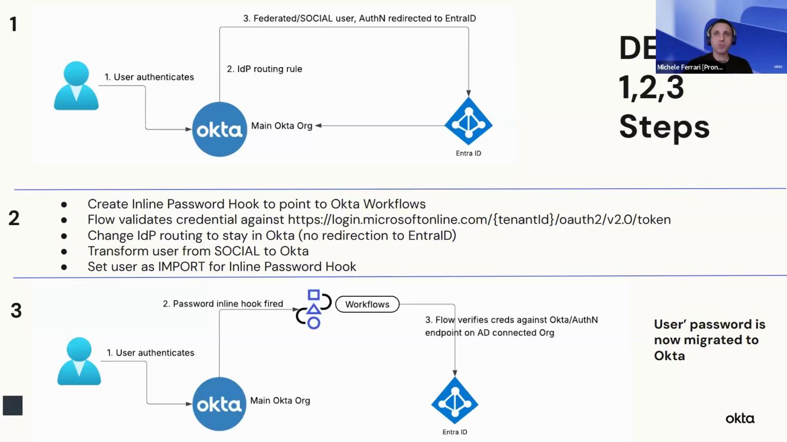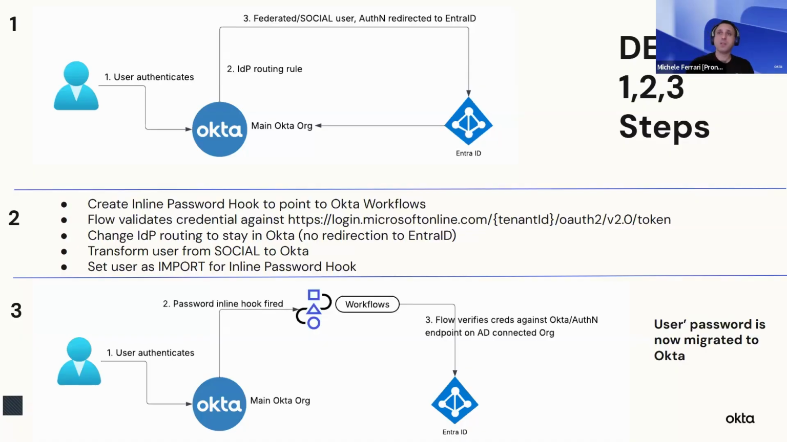He's going to transform the user from social to Okta, so that the import inline hook can be set on the user, and then he's going to set the import inline hook to the user. So in step 3, which basically summarizes the final flow, the user authenticates into the main org. Okta doesn't have a password, but the IDP routing is looking at the attribute on the user, which says source of authority is Okta. So it's not going to redirect the user to Entra, but instead is going to fire the password inline hook, calling the workflow.